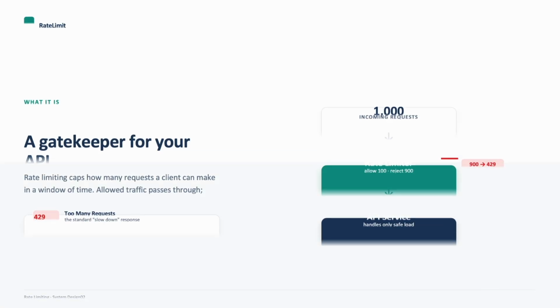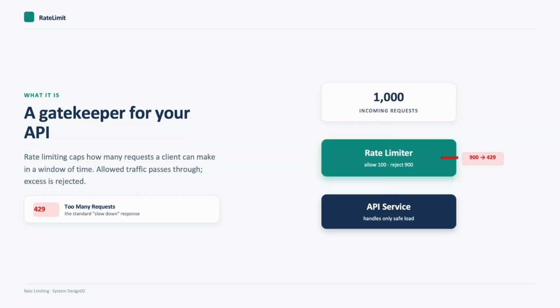Rate limiting controls how many requests a client can make within a specific period of time. For example, an API might allow 100 requests per minute per user. Once that limit is reached, additional requests receive an HTTP 429 response. Think of it as a gatekeeper that protects your backend from excessive traffic.